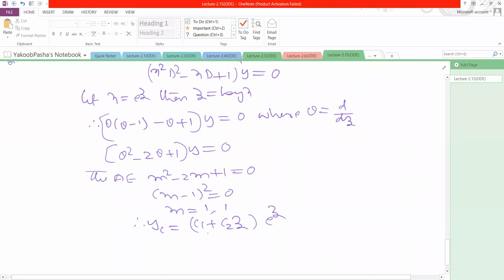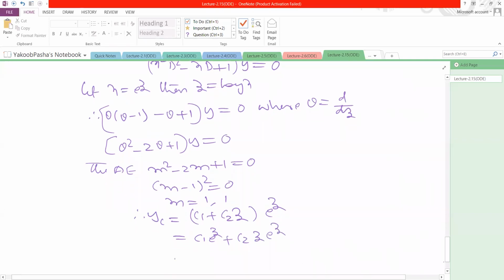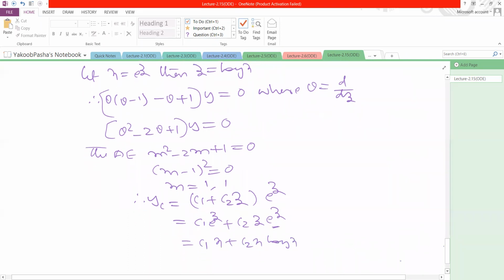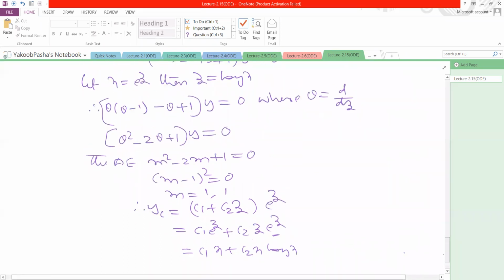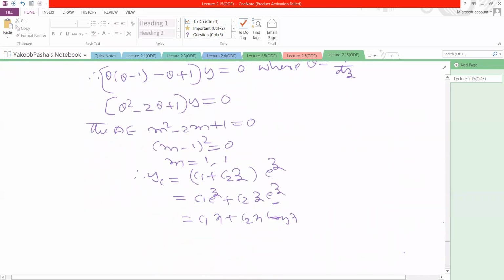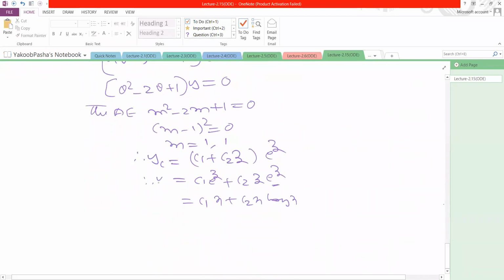e power z. This is nothing but c1 e power z plus c2 z into e power z. Now this is equal to c1 e power z, equal to x, plus c2 e power z. First I am writing this value x, z equal to log x. This is the complementary function. Now it is a homogeneous equation, so the complementary function is the general solution. Therefore, this is the general solution of the given differential equation.